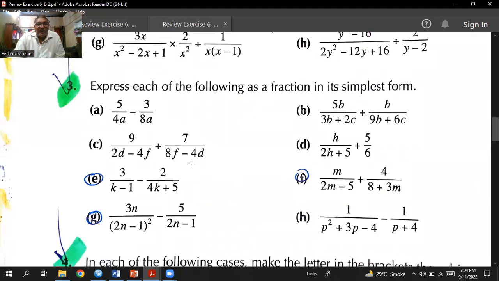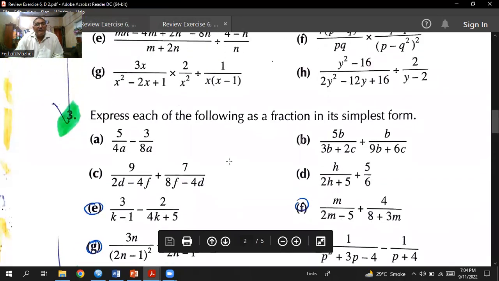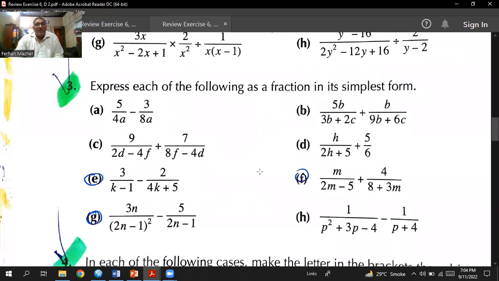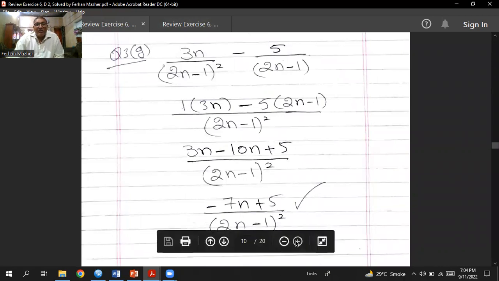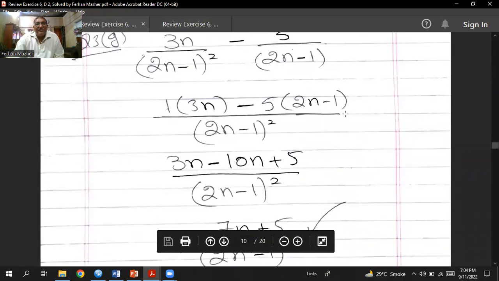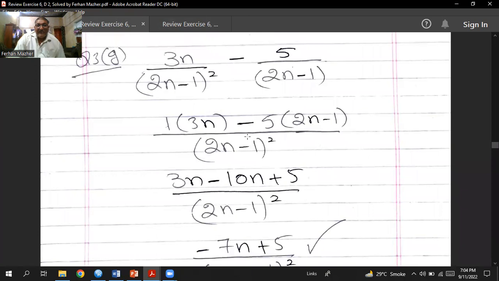Now we are going to the next part, which is the G part. Here we have 3n divided by 2n minus 1 whole square minus 5 divided by 2n minus 1. Okay, so I will take the LCM, and 2n minus 1 the whole square will come in the LCM. So when I divide this LCM with this, I am left with 1. That 1 will multiply with the 3n. When I divide 2n minus 1 whole square with the 2n minus 1, I am left with the 2n minus 1. That will multiply with the minus 5.